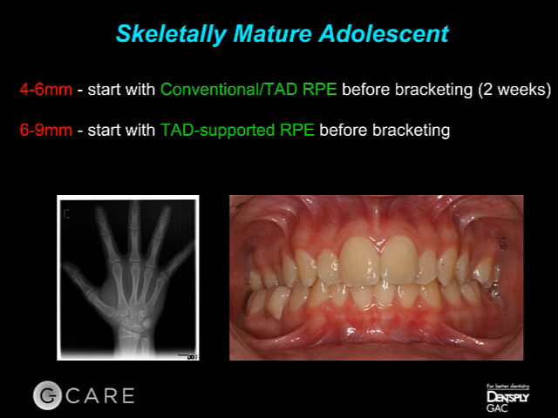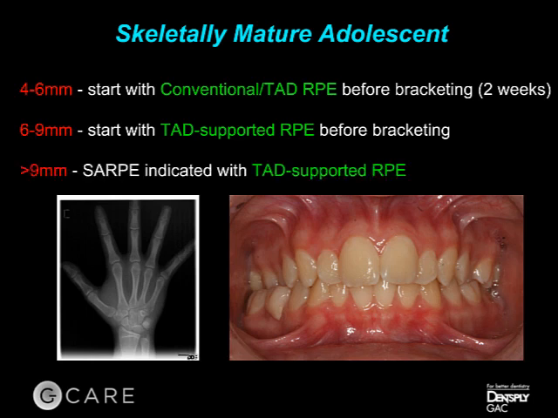For kids that are greater than 9 millimeters, sometimes I still think a SARP is indicated, and now I'm using TAD-supported RPEs for all the SARPs just to have less bulk in the mouth. This is a diagnostic decision, whether the case is a SARP or a multiple stage surgery, but we're talking about severe skeletal problems in those types of cases. This is going to be one of the most common cases that you're going to see: the 12, 13, 14, 15-year-old that, once you start measuring, is going to need 6 to 9 millimeters of expansion, and now can very easily be corrected using a TAD-supported RPE before you bracket the case.